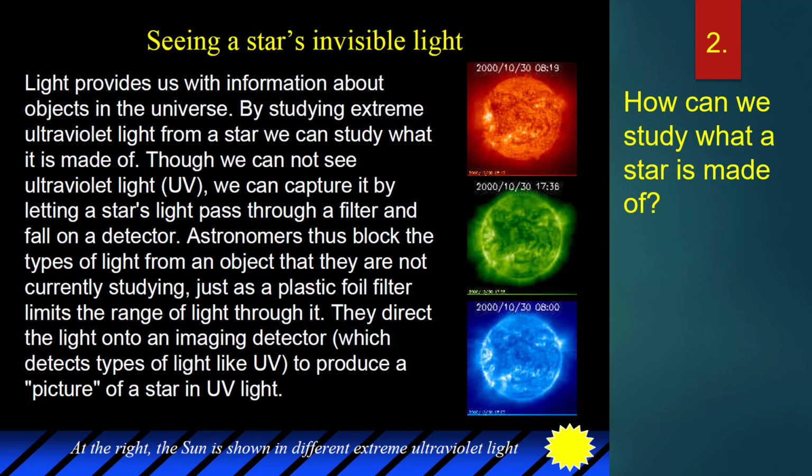They direct the light onto an imaging detector, which detects types of light like UV to produce a picture of a star in UV light. At the right, the Sun is shown in different extreme ultraviolet light. Question 2. How can we study what a star is made of?